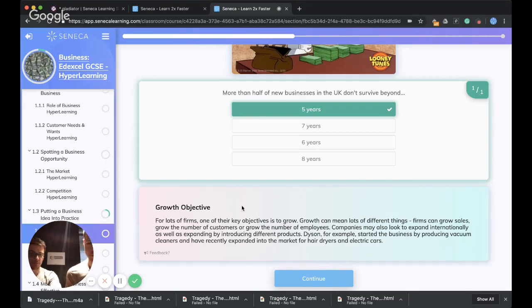So, growth objectives. Some businesses try and grow. Some try and grow sales. Some try and grow market share. Some try and grow profits. But I think this refers to just growing sales, market share, customers, employees. Good example, Amazon. They were cheap, so that they can grow market share. Exactly, I love that.